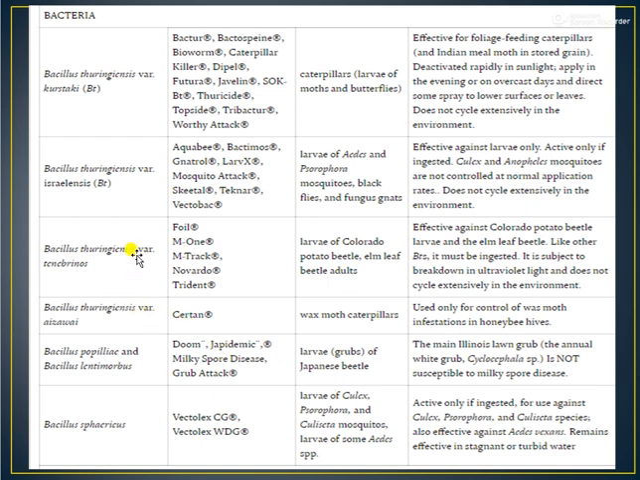Of course, different variant strains are being used for different insects, but the organism is just the same, Bacillus thuringiensis. Now, in addition to Bacillus thuringiensis, you also have various species like Bacillus popilliae and Bacillus lentimorbus, as well as Bacillus sphaericus. So there is a wide range of Bacillus which could be effective against different insects.